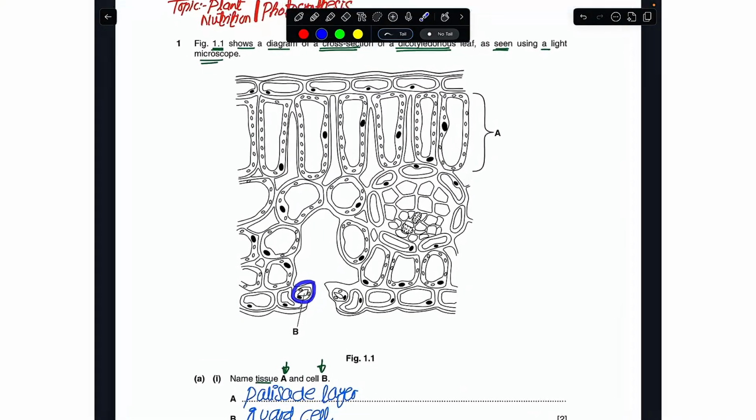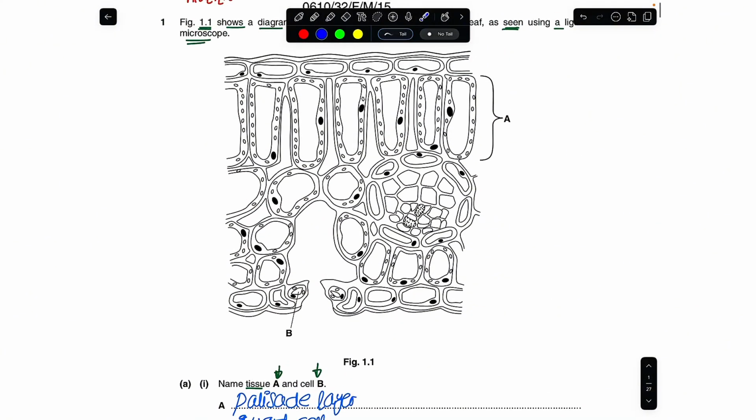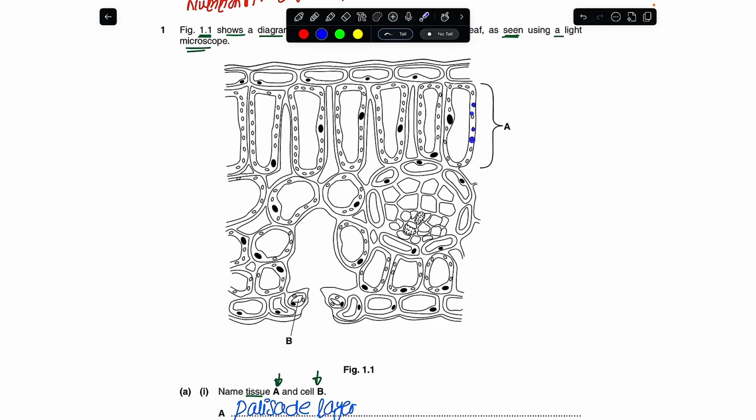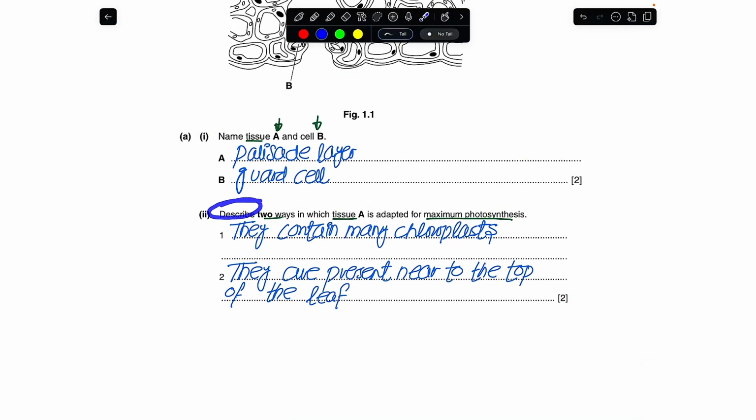Moving onward, he asks us to describe two ways in which tissue A is adapted for maximum photosynthesis. Tissue A was the palisade layer, and it has a lot of palisade mesophyll cells in it. And what we know is that these palisade mesophyll cells, if you look at their diagrams, have abundant numbers of chloroplasts in them, and that means that they would absorb the maximum of the sunlight for the photosynthetic process. So in the answer, since we just have to describe it, we would say that they contain many chloroplasts.